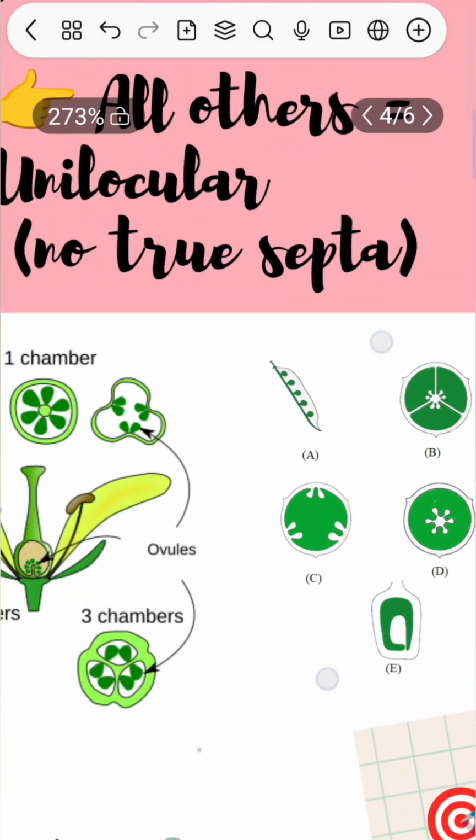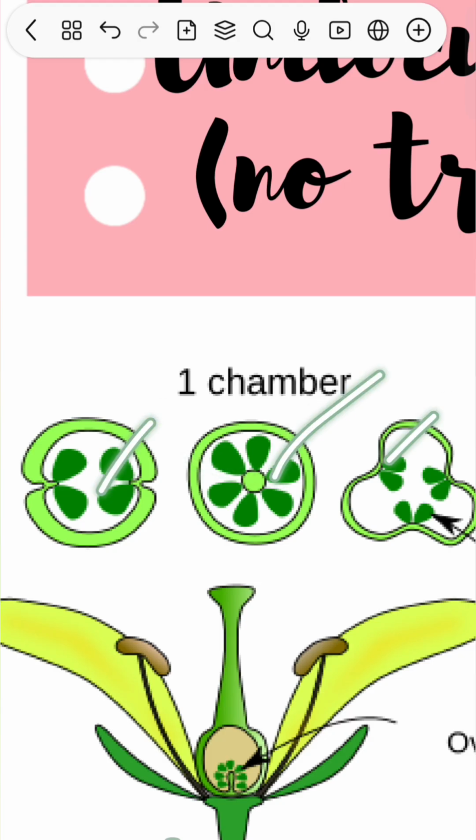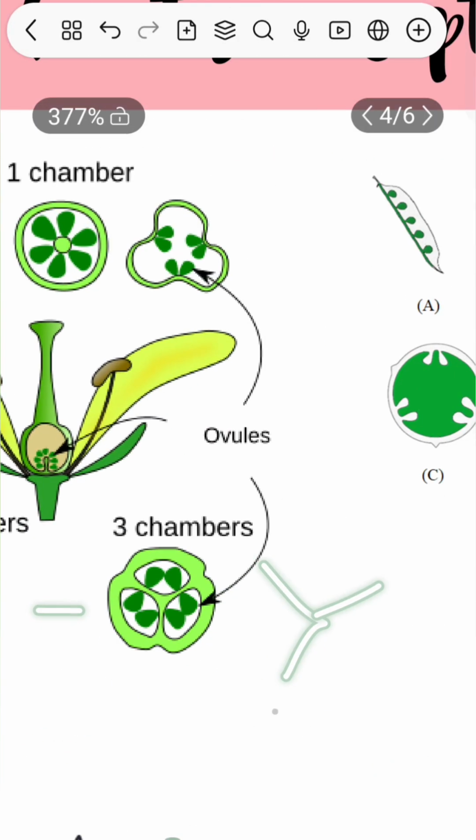And you can see, this is a single chamber, only one cavity. Do you see any partition over here? No, right? These are one chamber, unilocular. Here, these are multi. If it has two also, you can say multi. Three. So these have the partition. These are multi. So you can say which is which.